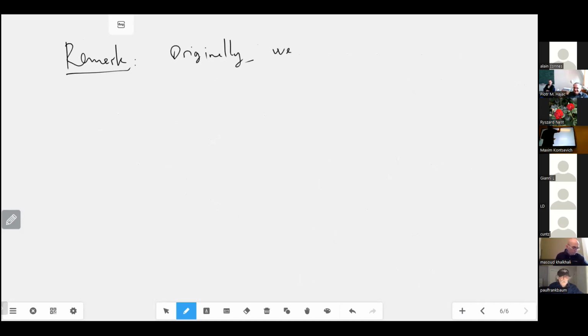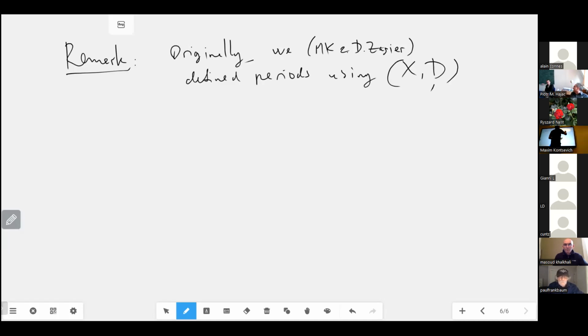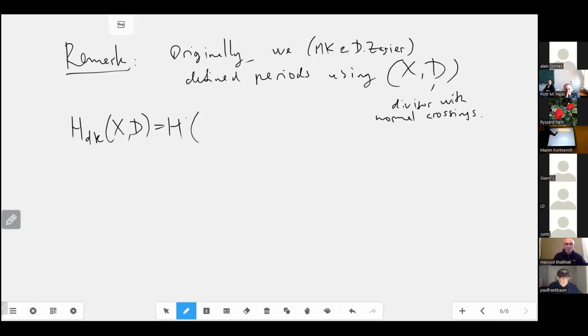Originally, when we define periods, we define periods using pairs X and D, where the divisor D is normal crossing. Then when we consider de Rham cohomology of X, D, it is the complex of forms on X such that restriction to D is equal to zero, for relative forms, and the basic homology of X, D will be the usual relative homology.